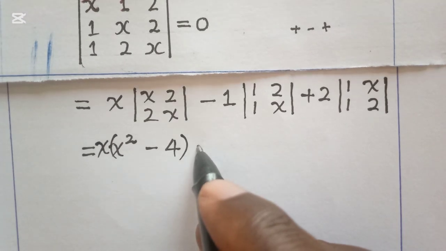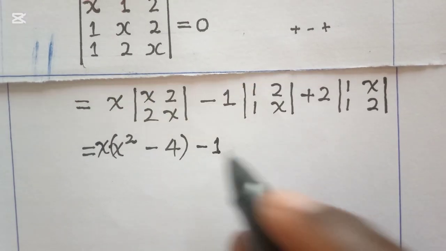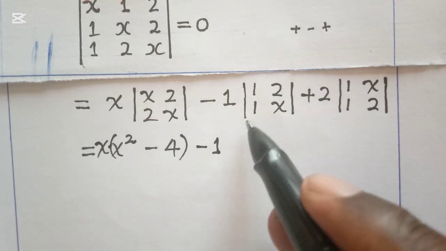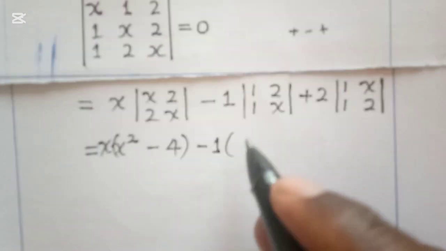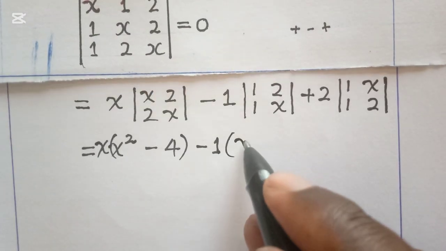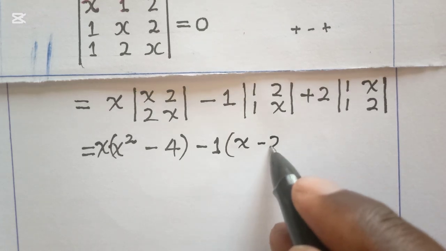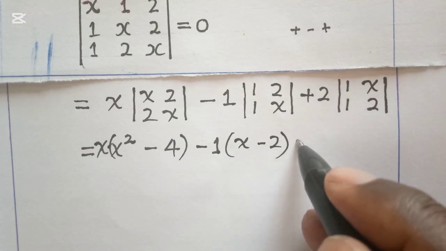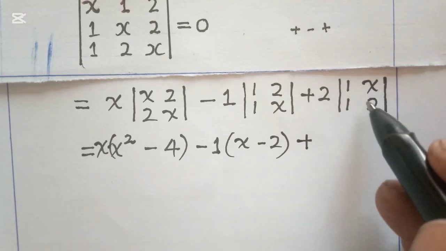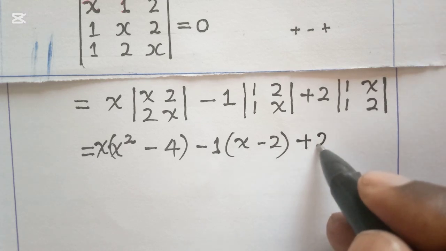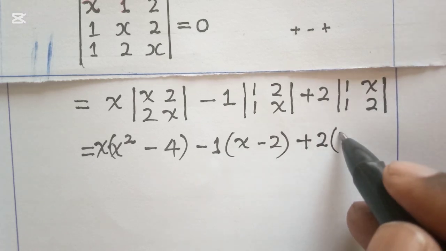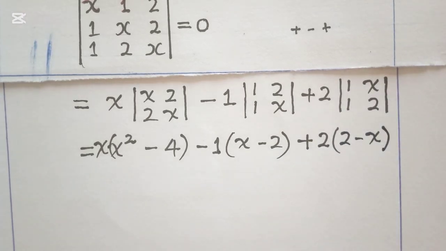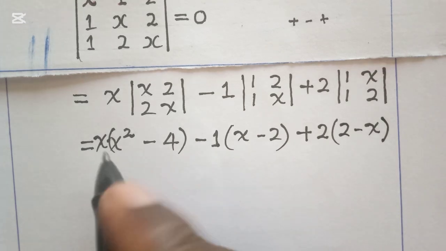Then here we come and write minus 1. We multiply the major diagonal, we minus the minor diagonal. That one is going to be x minus 2, like that. Hope guys we are moving on well. Then plus, we come again and do the same. For this one you'll have 2, and then you shall have 2 minus x, like that. So guys, this is what we are told is supposed to be equal to 0.